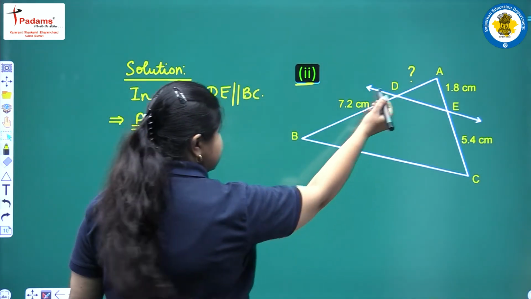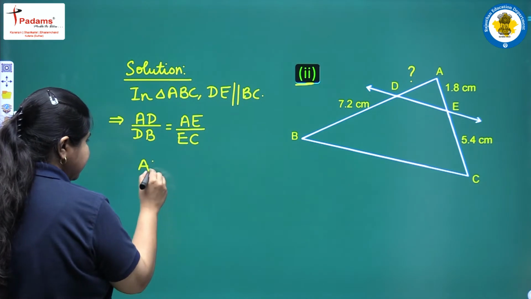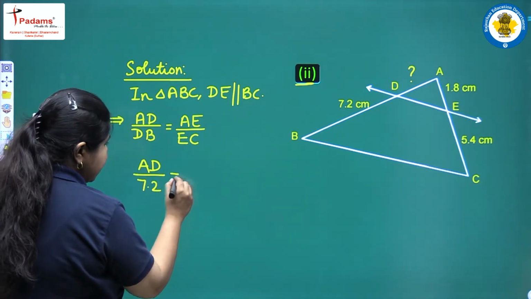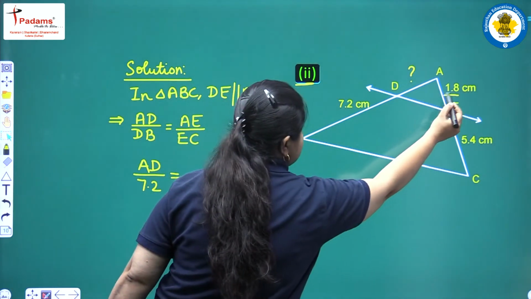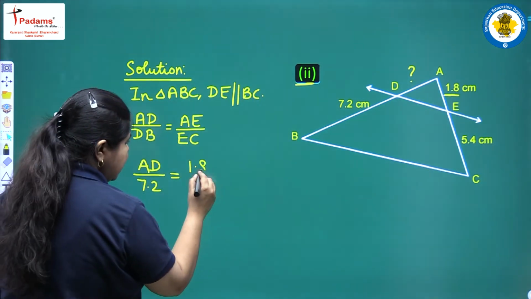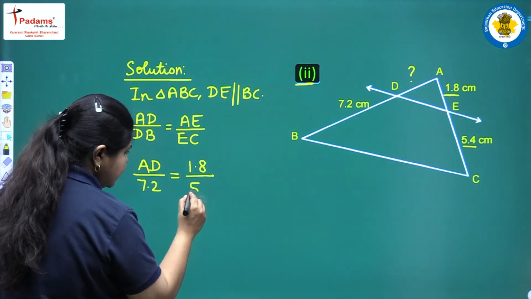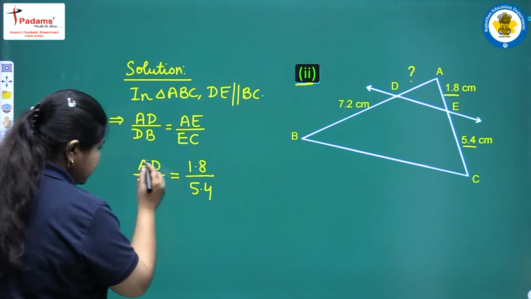Now AD we have to find. We can write it as AD itself. DB की जगह हम रखेंगे 7.2. Then AE it is 1.8 centimeters long. तो यहाँ आ गया 1.8. EC के लिए लिखेंगे हम 5.4. From here we need to find AD.